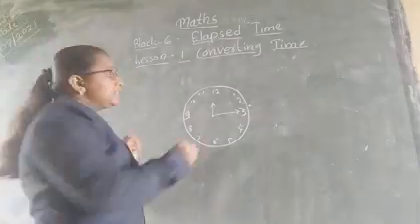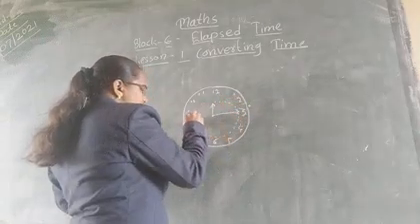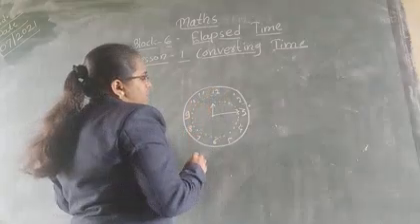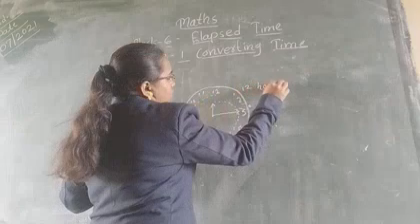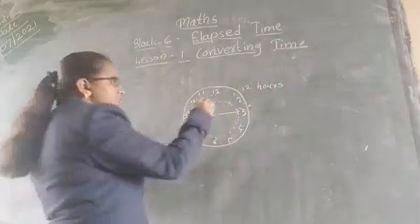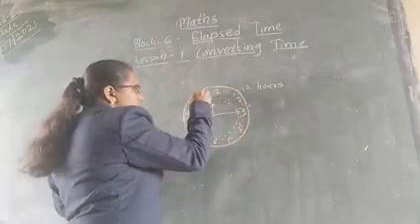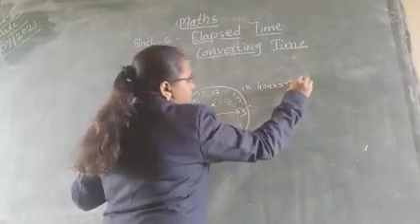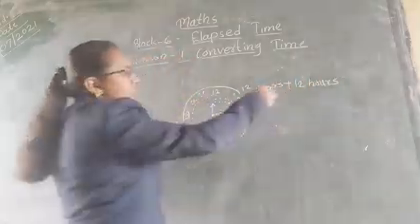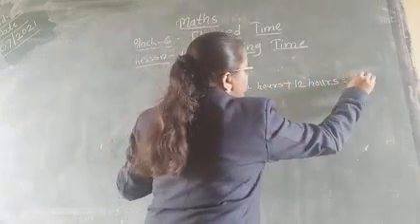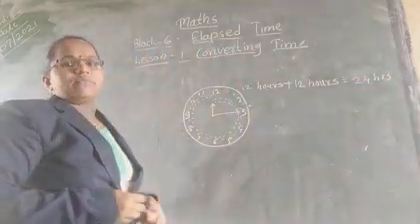Suppose this hour hand completes one circle, that is called 12 hours. When the hour hand completes two circles, it again forms 12 hours. This is 12 hours of day and this is 12 hours of night, totally 24 hours. So one day is 24 hours.